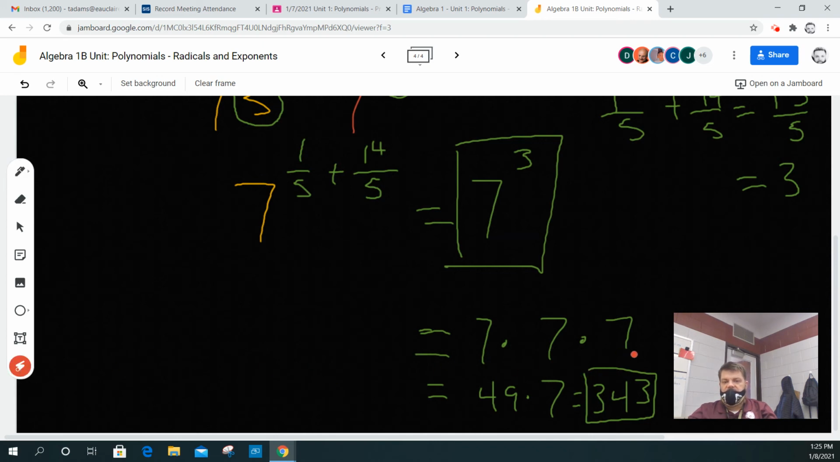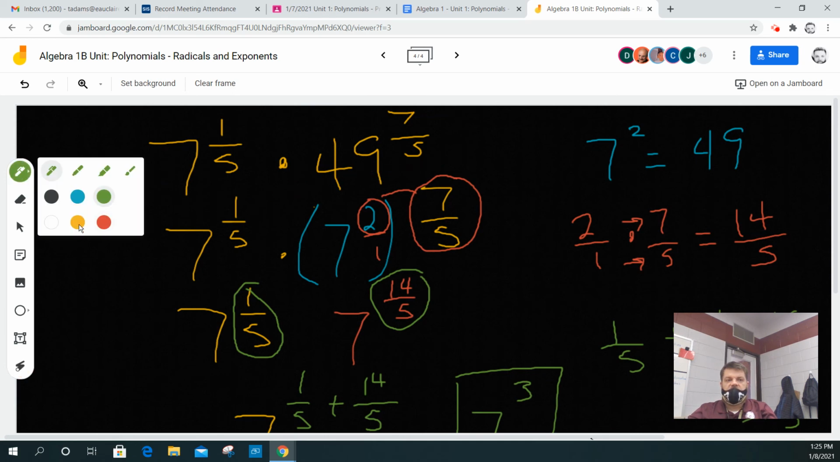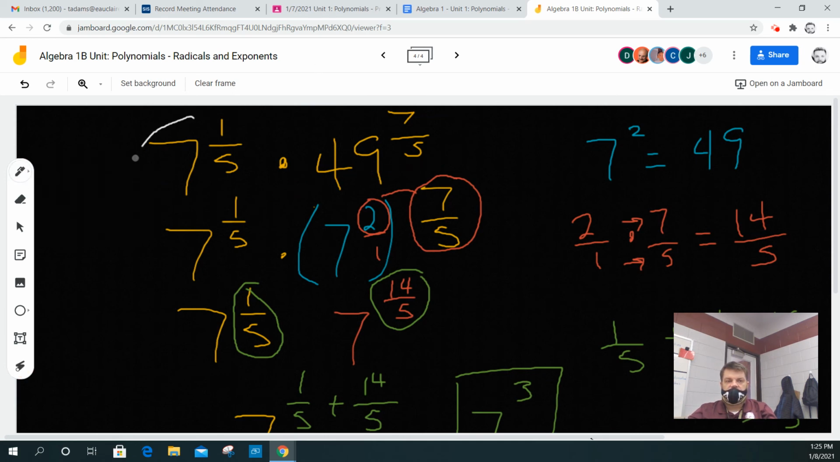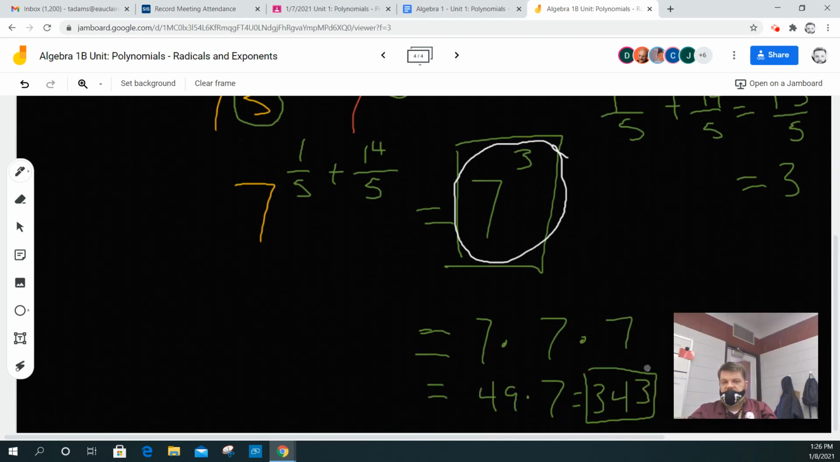So this 343 is the same as this, and that is the same as all of this stuff up here. In other words, I started with this, I did a bunch of math, got it to equal this, and that's the same as this. Okay?